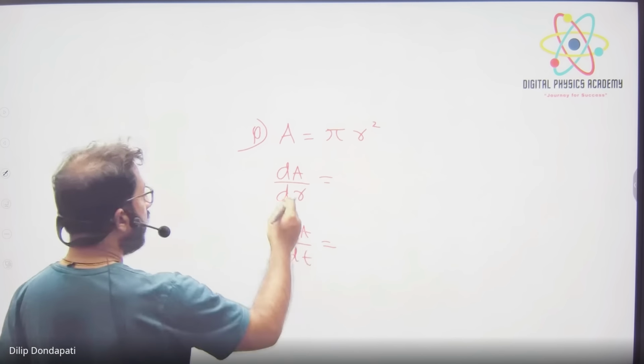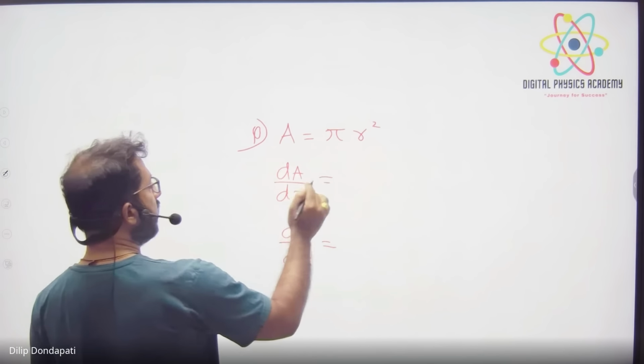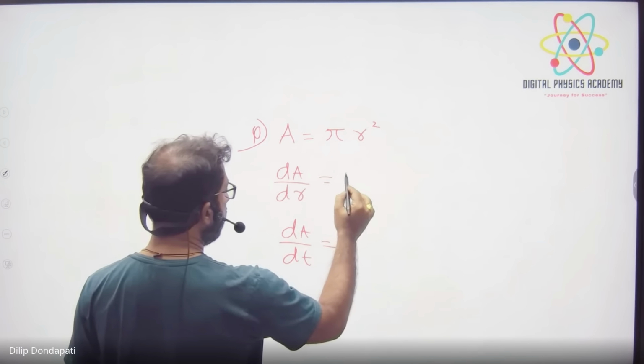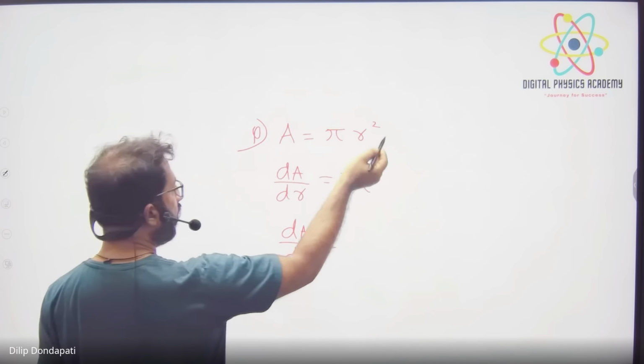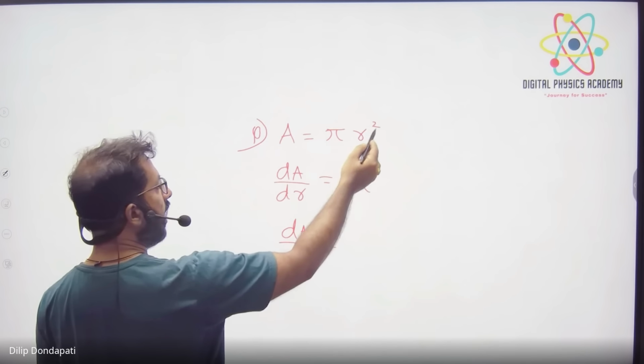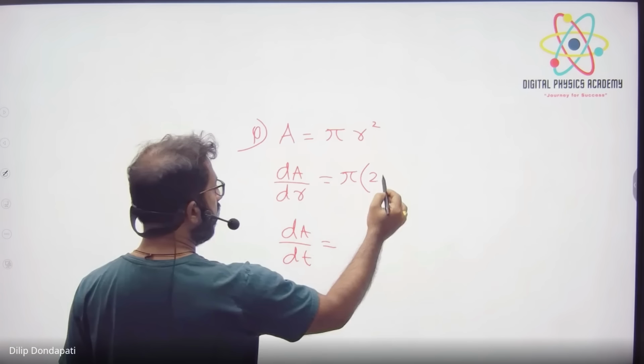See, dA by dr is easy, right? What will dA by dr be? Tell me, pi will be coming outside. Differentiation of r square is, x power n is n into x power n minus 1, which is 2r. 2r. This is the first one done.